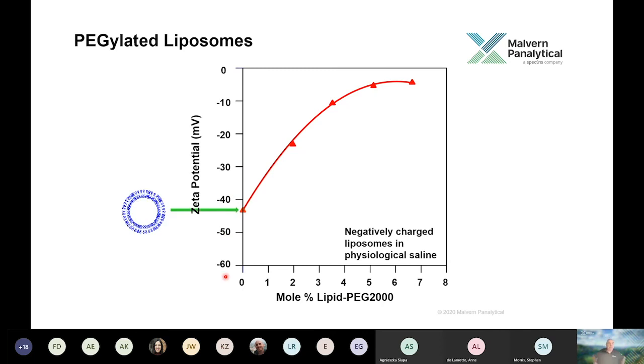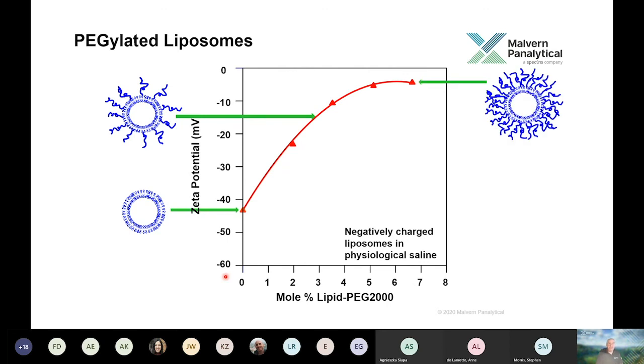So we've made some anionic liposomes. In this case, they're about minus 43 millivolts in zeta potential. And we now start to put pegylated lipid into the liposome. And we can envisage a situation where around this value, we have partially coated that liposome. When we reach the plateau, we've saturated the liposome. So basically, we cannot physically fit any more PEG onto that surface.